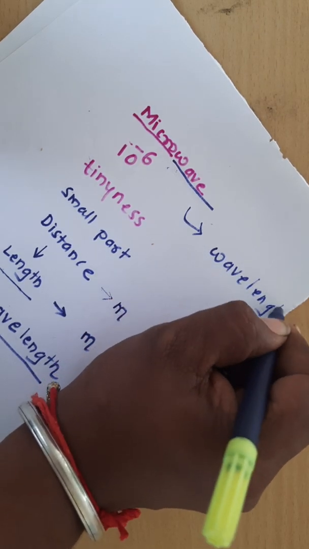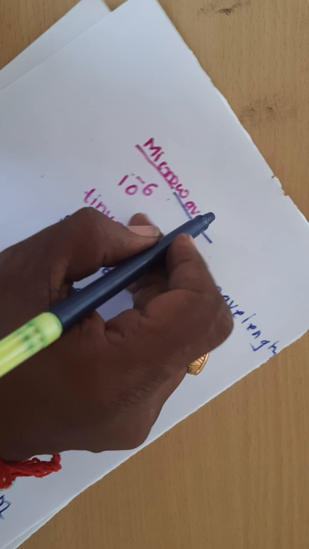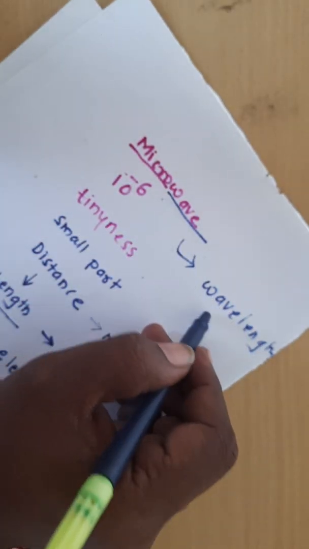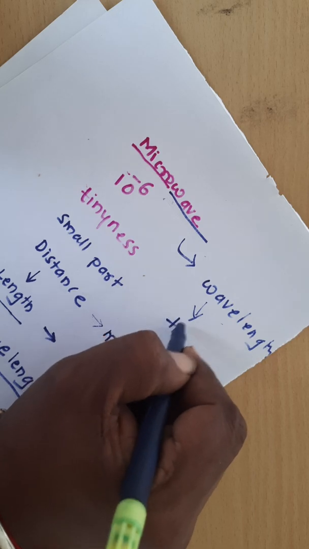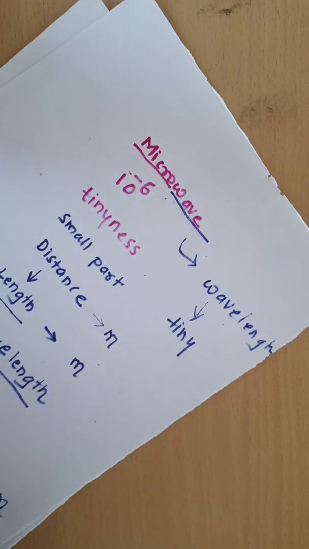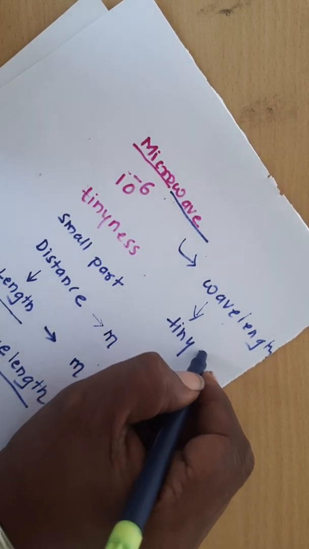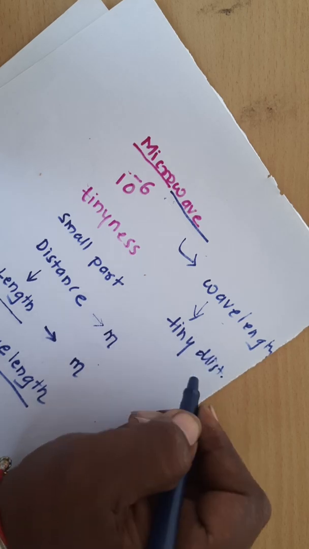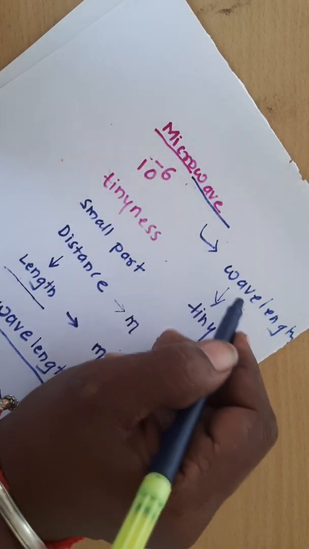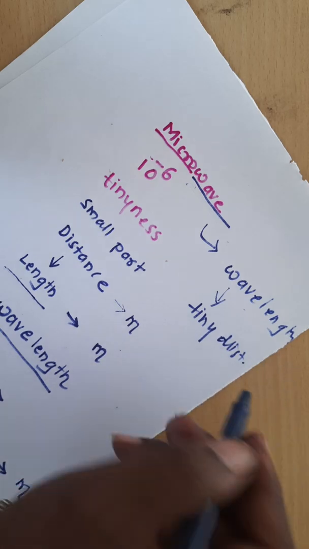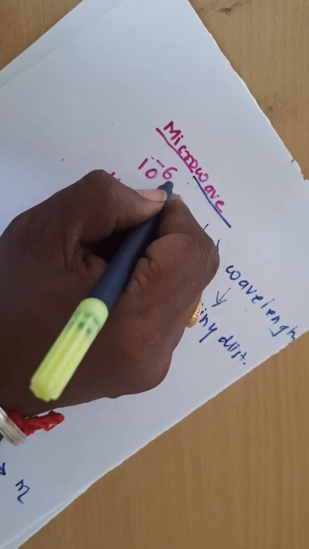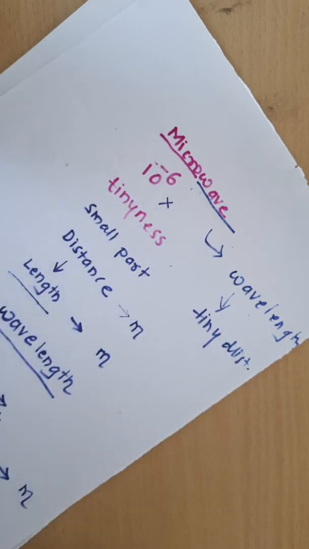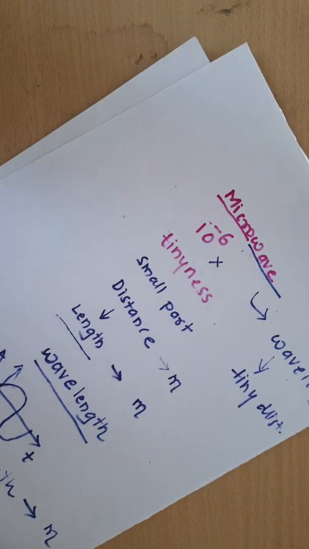So, dear friends, always keep in mind that microwaves are the waves which have wavelengths with very tiny distance, or whatever distance is covered by that particular microwave is very much tiny. It will never indicate in microwave 10 to the minus 6 as a micro, right?